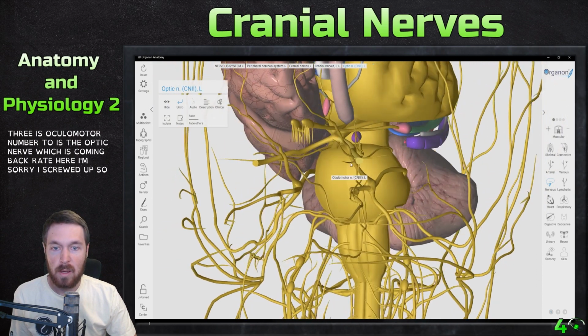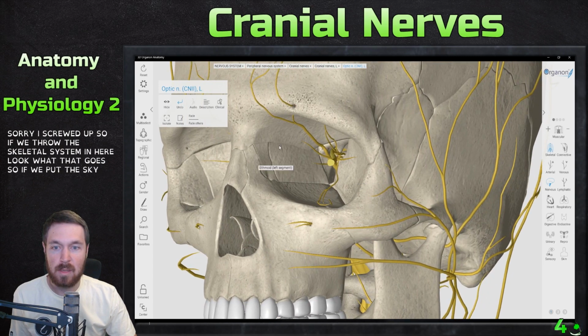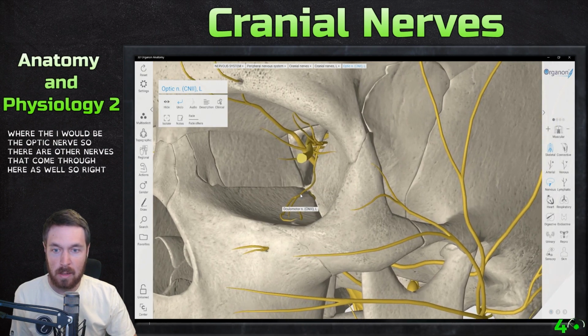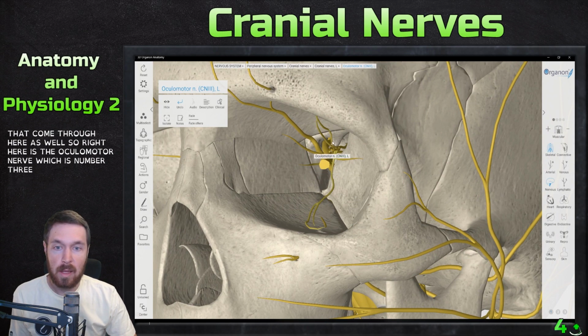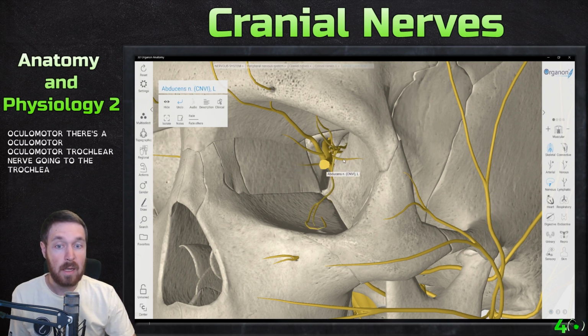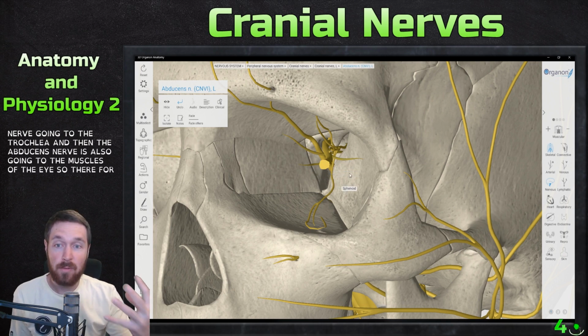Sorry, I screwed up. So if we throw the skeletal system in here, look where that goes. So if we put the skeletal system right there is where the eye would be, and right there's the optic nerve. So there are other nerves that come through here as well. So right here is the oculomotor nerve, which is number 3. Right then there, another part of the oculomotor. There's the trochlear nerve. It's going to the trochlea. And then the abducens nerve is also going to the muscles of the eye. So there are 4 different nerves coming to the eye.